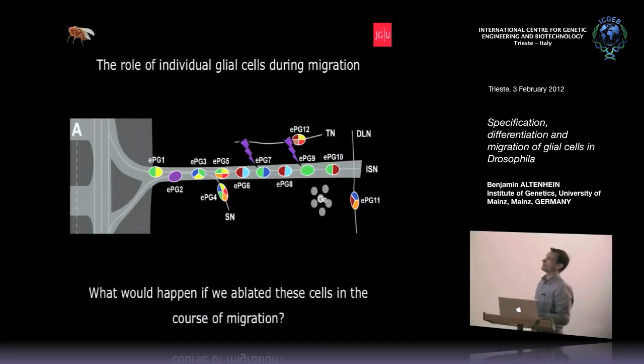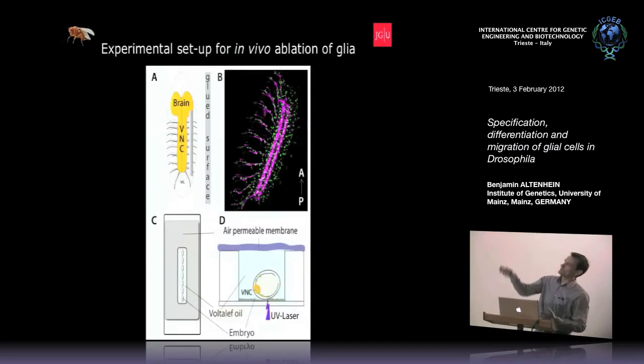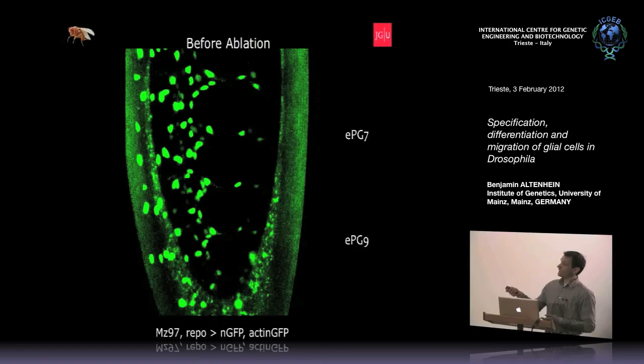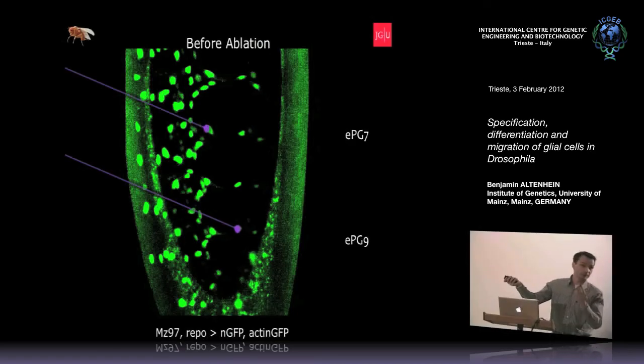And we do so by laser ablation, and this is basically the setup. We express a GFP in glia cells in the embryo so that we can address individual cells in the living embryo, place these embryos in a way that we can use a UV laser to kill cells, and then follow migration over time. And this is how it is done. So this is, again, such a glued embryo. And in this one embryo, we targeted EPG9, the putative pioneer glia cell in this hemisegment. And we targeted EPG7, the follower cell in the upper segment here.